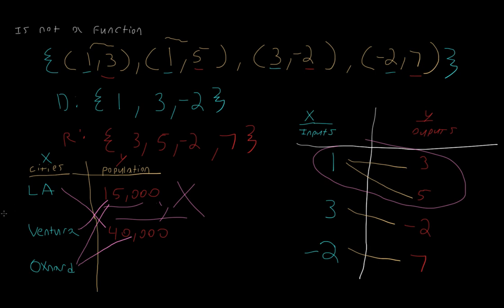In the next video, I'll explain the vertical line test. It has to do with plotting these ordered pairs. And just by looking at a graph, you'll be able to say it is not a function, or it is a function.